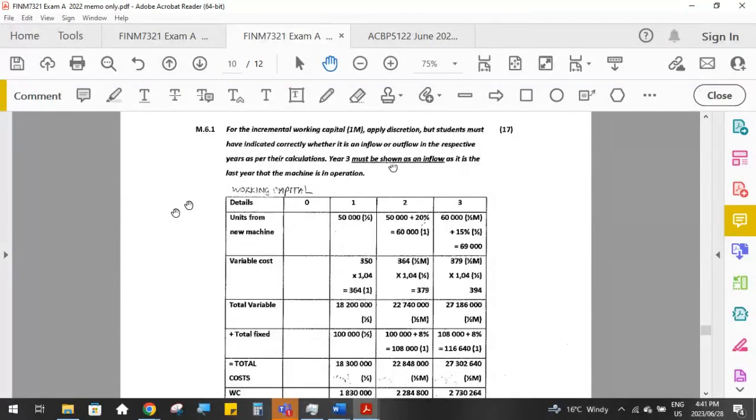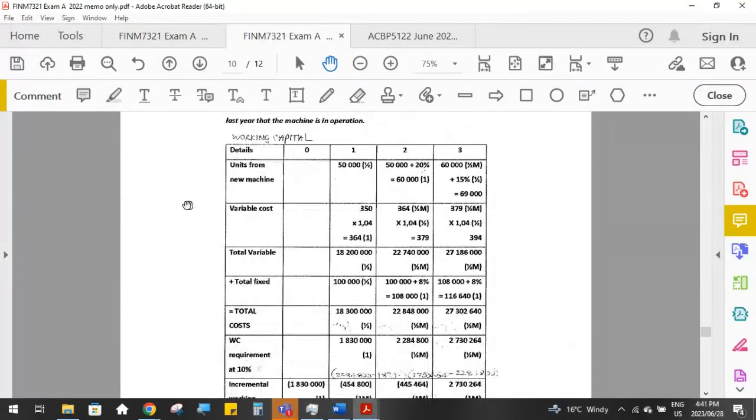So this was then the calculation for the working capital. So remember this one, they said working capital is 10% of the total of the variable costs plus the fixed costs for each year. So you had to calculate the variable cost for each year, which means you had to calculate how many units you were going to make each year, because variable cost was given to us as a variable cost per unit.